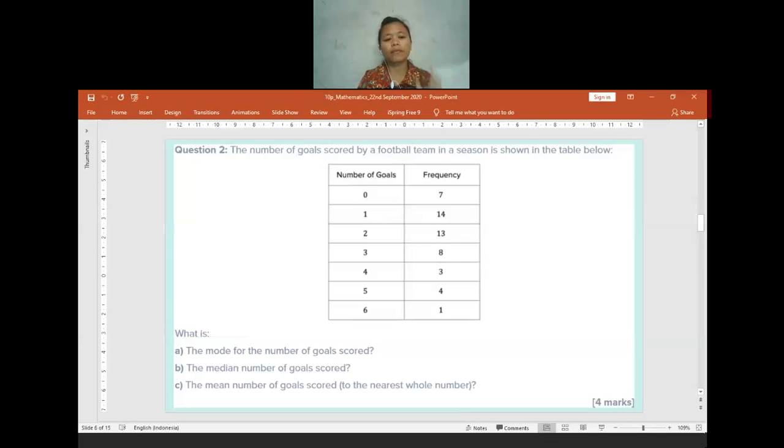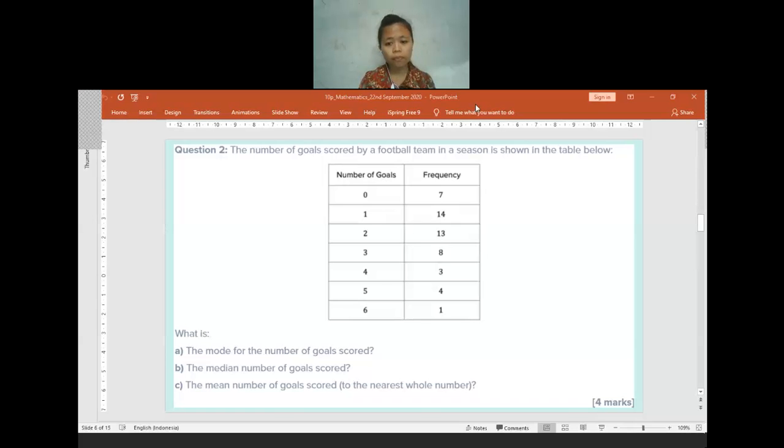For the next question, I have frequency data in here. The data is already given in a table. The question will be the same. You need to find the mode, median, and also the mean. For finding the mode when it is given in a frequency table, it is the easiest one to find. So what is the mode?